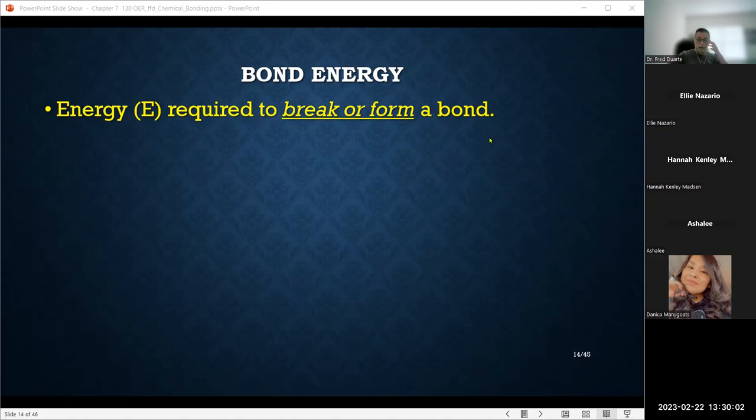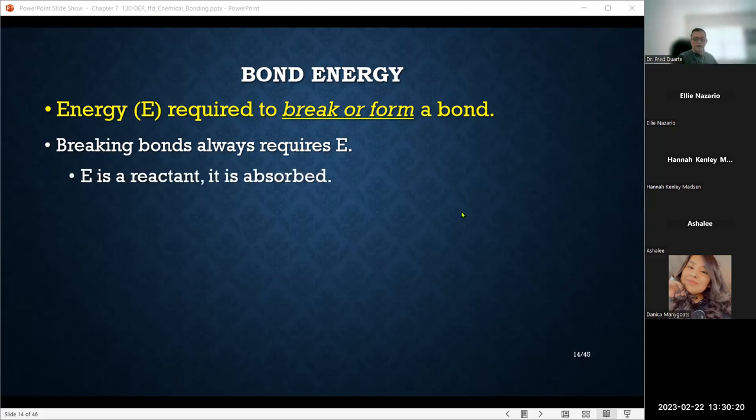And there are two kinds of energy that we talk about. When we're breaking bonds, it always requires energy. Think about it, it makes sense: I need energy to break that apart. I've got a bond here, and that requires energy. And so what is happening is that energy is being absorbed into that reaction, and it is called an endothermic process.